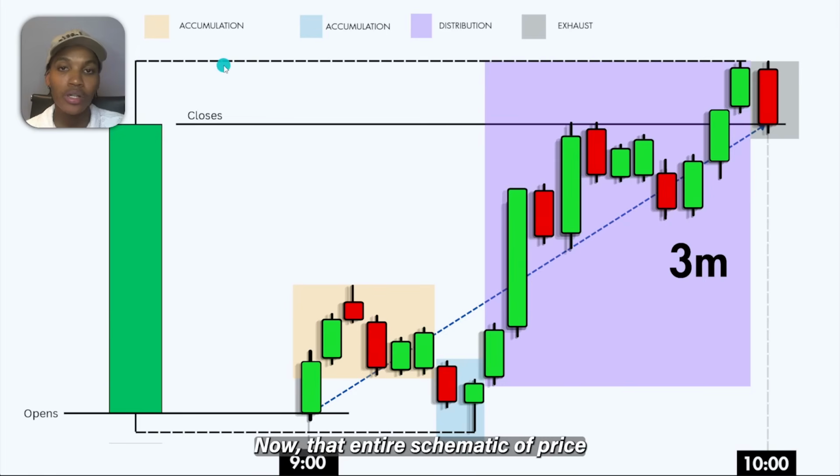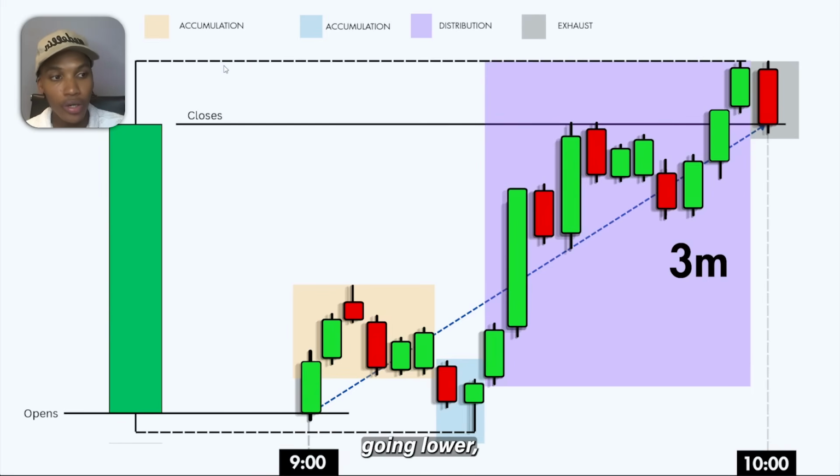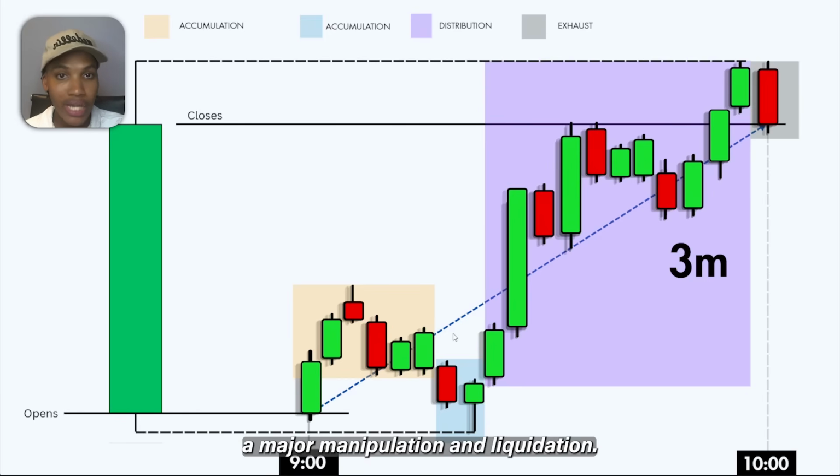Now, that entire schematic of price slowing down, going lower, then finally having that ignition to push with volatility. It all comes down to your power of 4 or power of 3, which follows the accumulation for the start of the hour where we're consolidating, the manipulation where price now finally makes your major manipulation and liquidation.